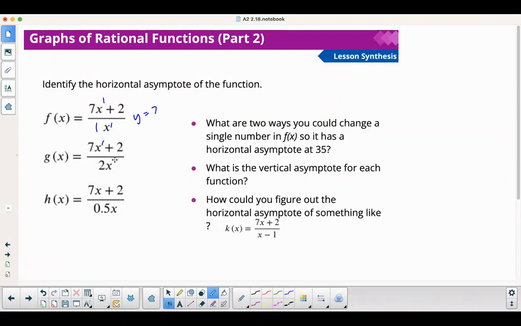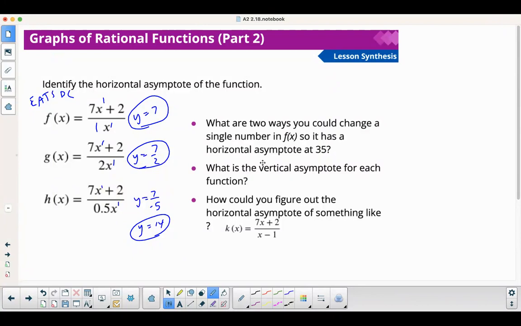Again, here exponent 1, highest power is 1, divide coefficients, so it's y equals 7 over 2. And again, here, same thing, divide. So all of these are EDC. So it's y equals 7 over 0.5. Now, I don't like to have a fraction with a decimal, so I'm going to divide it, and that's going to actually equal 14. Okay, so those are my 3 horizontal asymptotes.